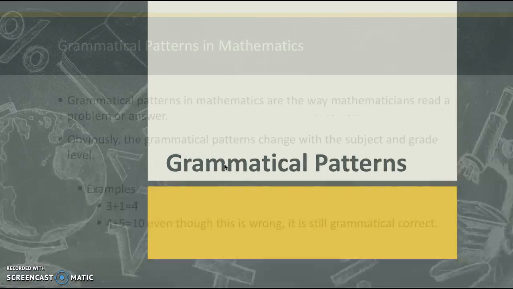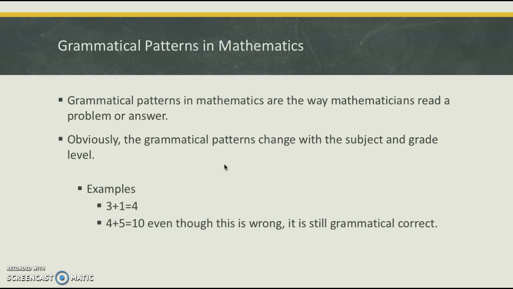Grammatical patterns. Grammatical patterns in mathematics are the way mathematicians read a problem or answer. Obviously, the grammatical patterns change with the subject and grade level. Teachers would not speak to the second grade class the way they speak to a seventh grade class. This also refers to register. Examples of this include 3 plus 1 equals 4. 4 plus 5 equals 10. Even though the second example is wrong, it is still grammatically correct.